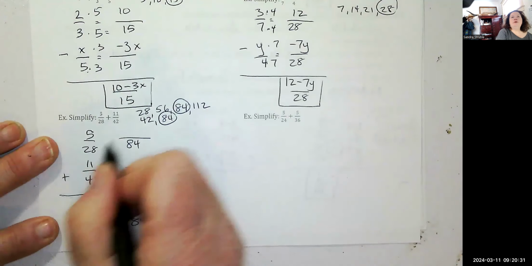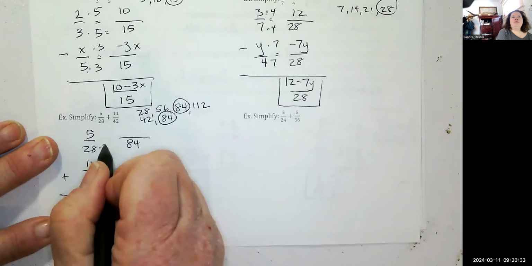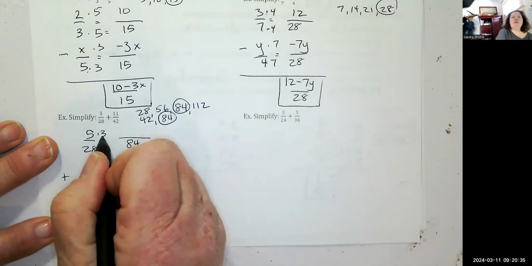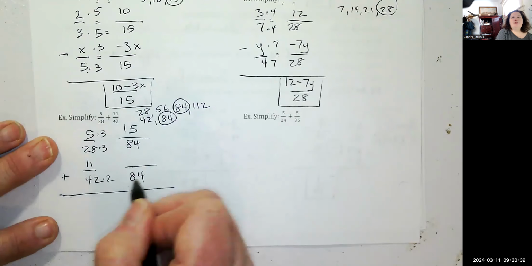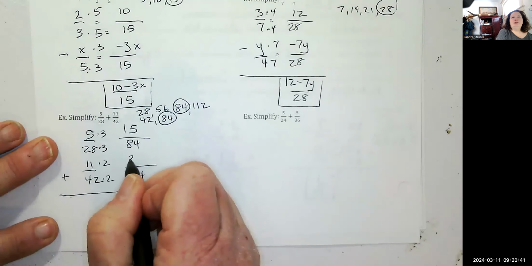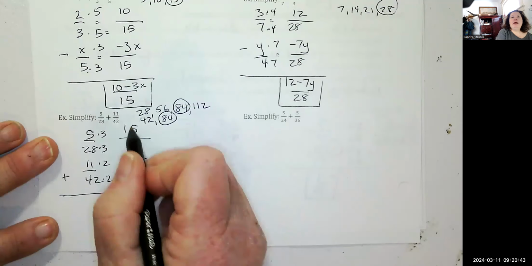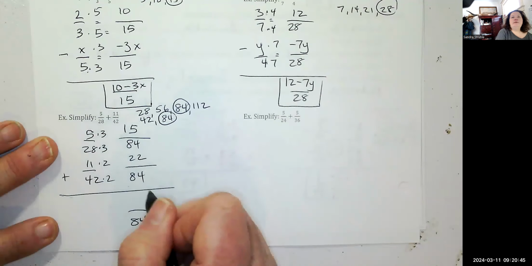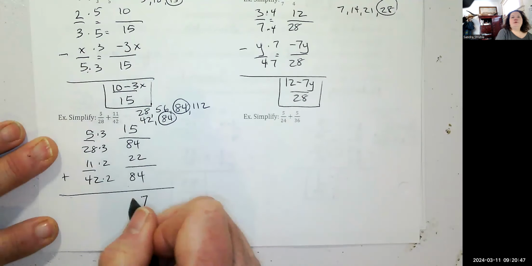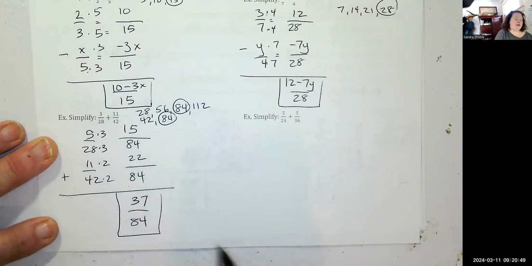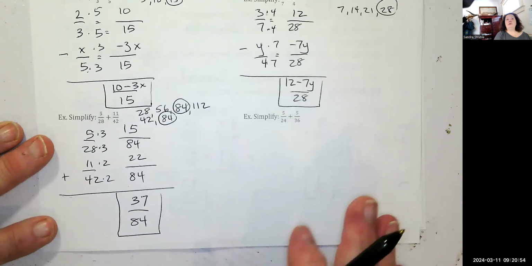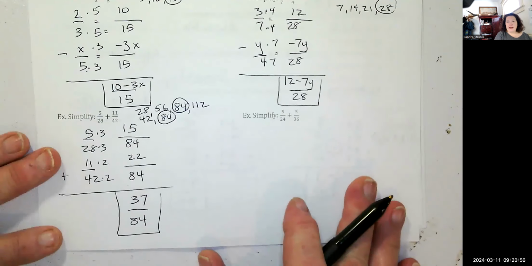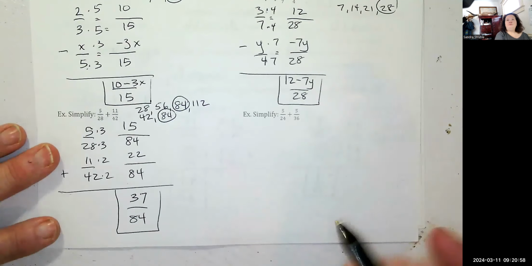28 times 3 was 84, so 5 times 3 is 15. 42 times 2 is 84, so 11 times 2 is 22. Finally, we add our numerators, 15 plus 22 is 37, so 37 over 84. And we don't have to reduce because we went with the lowest common denominator. I would not want to have to reduce a higher number.